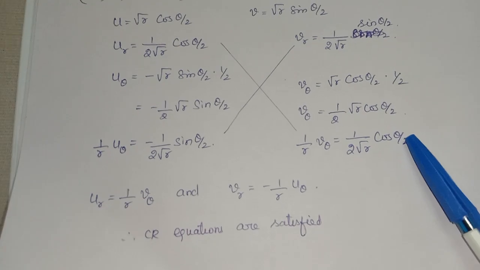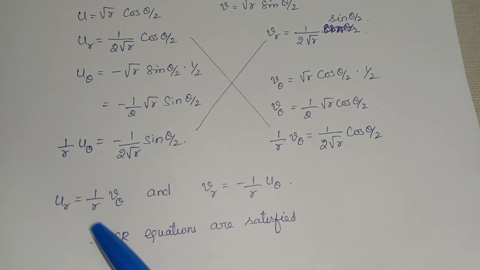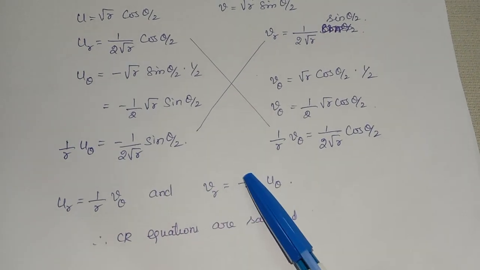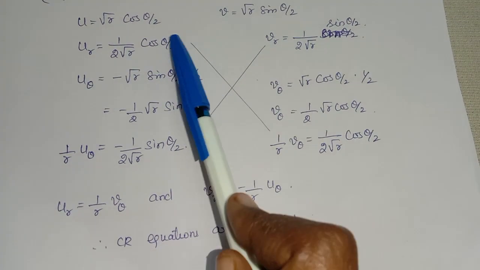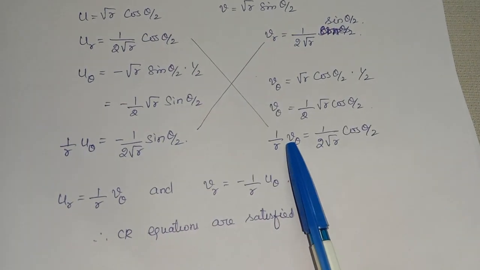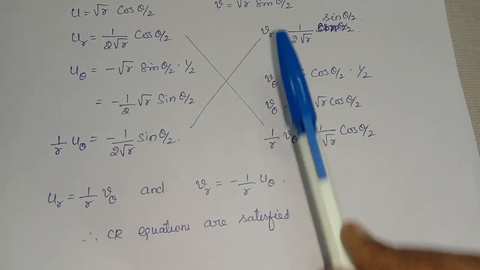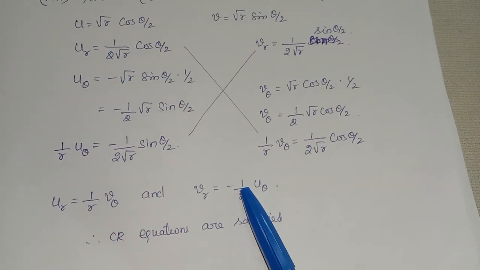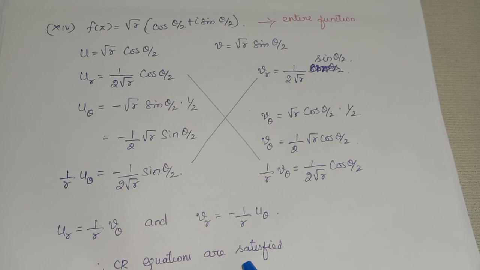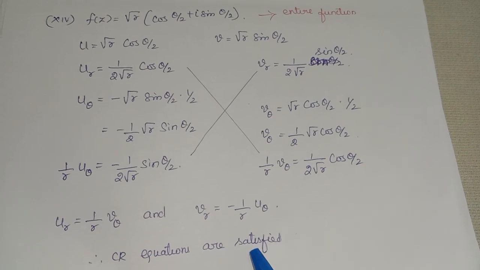What are CR equations in polar form? ur equal to 1 by r into v theta and vr equal to minus 1 by r into u theta. You check ur equal to 1 by r into v theta. Yes, both are equal. And vr equal to negative of this one. Yes, both are correct. So both the equations are satisfied. So CR equations are satisfied at all points in the complex plane.